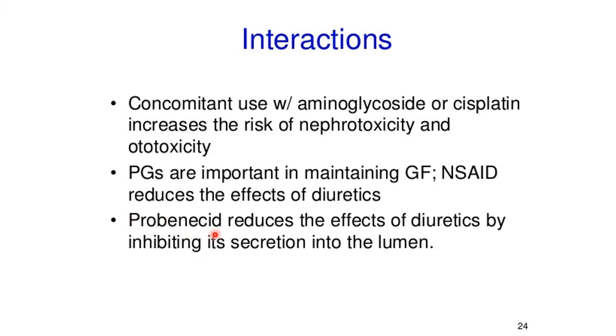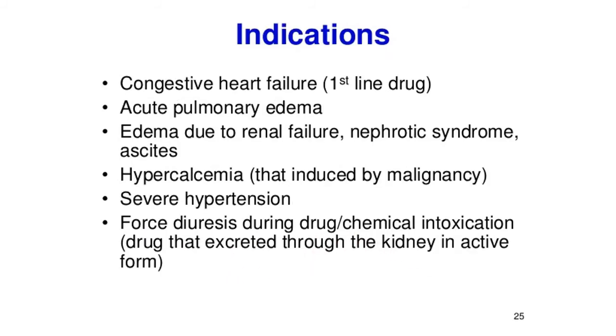Similarly, there is a drug probenecid. This reduces the effects of diuretics by inhibiting the secretion. You know that diuretics are first secreted into the lumen and then they will act. When you use probenecid, it inhibits the secretion, so diuretics will not be secreted into the lumen and they will not act. Indications: these loop diuretics are first line drugs in congestive heart failure.